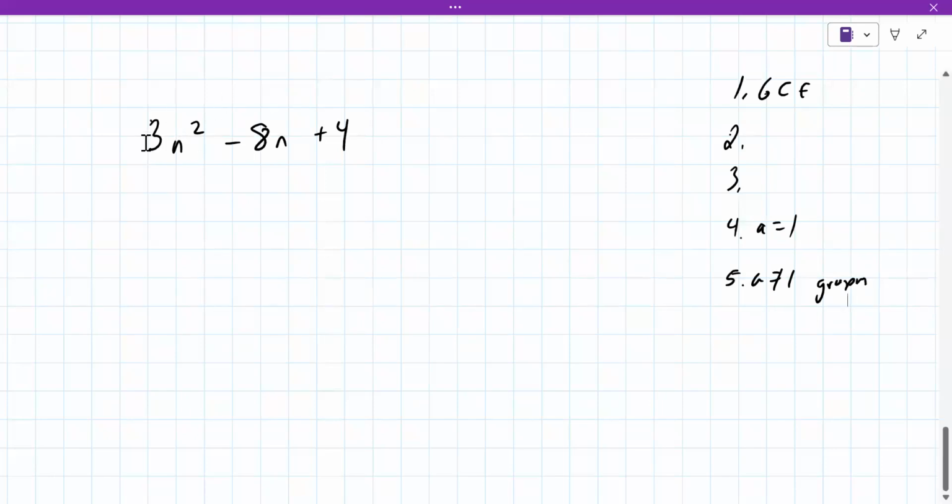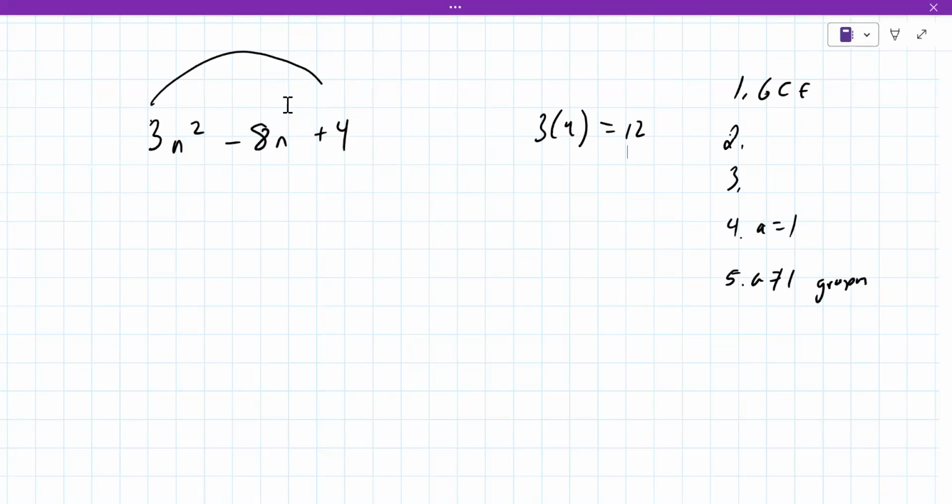All right, which means you take the 3 and the 4 and you multiply those together. 3 times 4 is 12. You're looking for two numbers that multiply to 12, but add to -8. Could you calculate those two values, please? Multiply to 12, but add to -8.